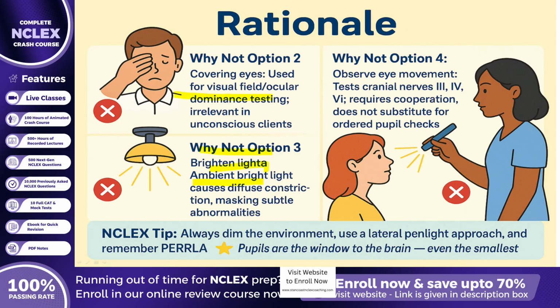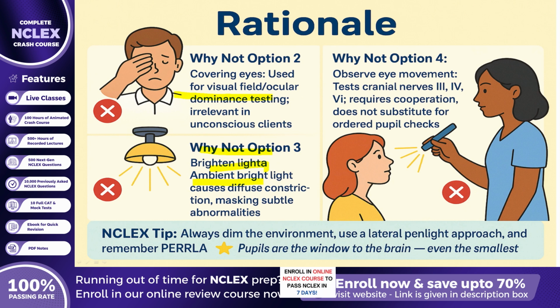This too is incorrect because ambient bright light causes diffuse constriction of both pupils, masking subtle abnormalities. For the most accurate results, the environment should be dim, allowing the focused pen light beam to highlight true differences in pupil reaction. Finally, option 4, which is observing for extraocular movements, is also incorrect in this context.